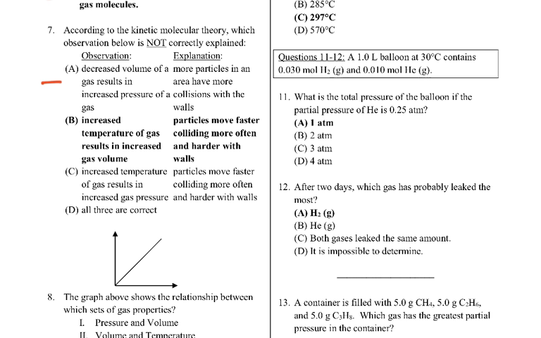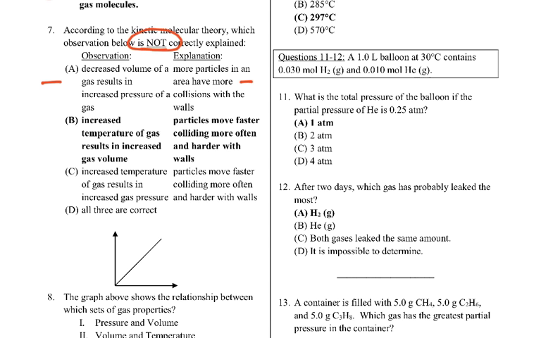Okay, more particles. Oh, which one is not correct? Because I was about to say, well, no, that's true. That's fine. More particles, more collisions, because if you decrease the volume, you're going to get more collisions. So actually A is good, and that's why it's not the answer.